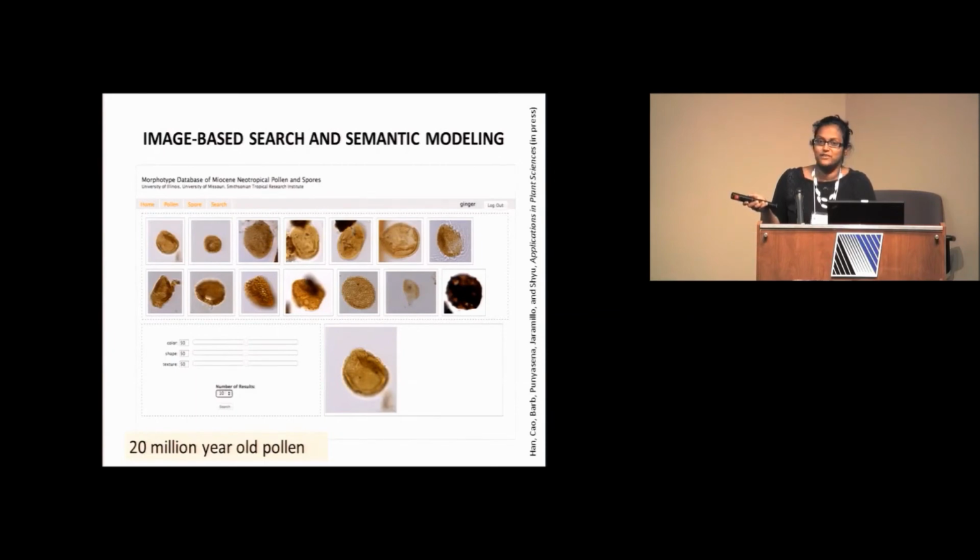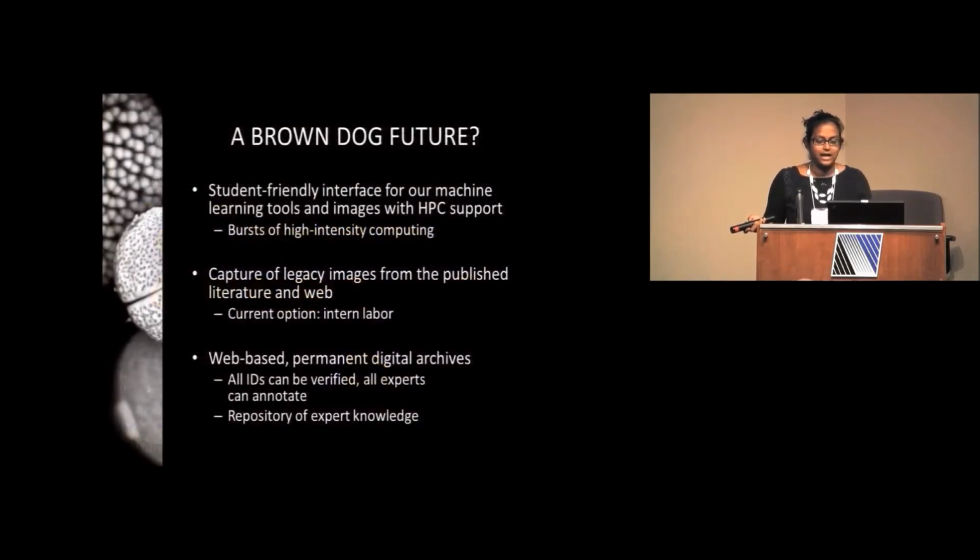These are 20-million-year-old pollen grains that I promised, and really a powerful way to search through our data is by image, basically, versus description. And so that's one thing that we would really like to develop, and actually for the entire community. And so basically the quick brown dog future, one thing we really need is a student-friendly or non-expert-friendly interface for some of the work we're doing.